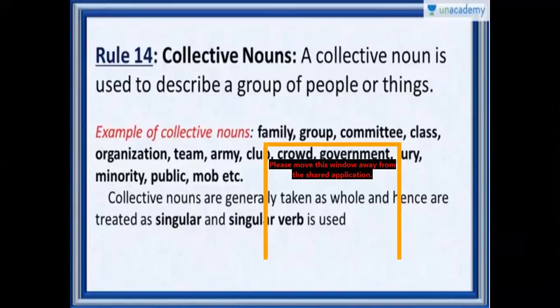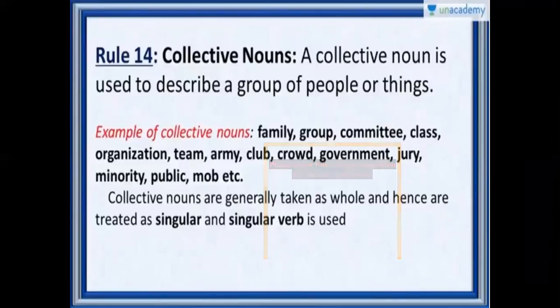Collective noun, hyphen, singular verb. Write the examples of the words family, group, committee, class. At least 5 examples you write down. Team is also a collective noun.